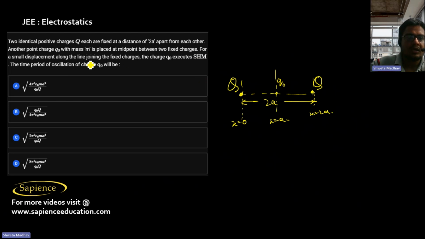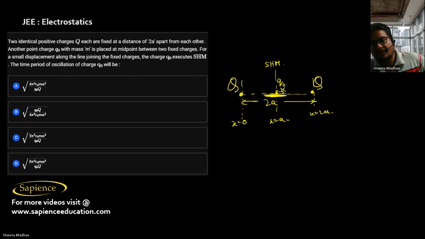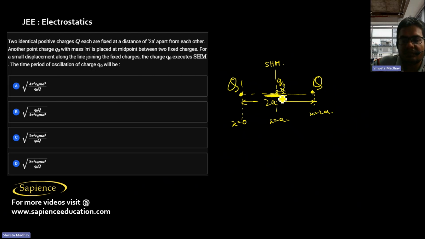For a small displacement along the line joining the fixed charges, the charge q naught executes SHM. So if we slightly displace it by a length x, then it will oscillate to and fro. So it will perform SHM, and we need the time period of oscillation of the charge q naught.